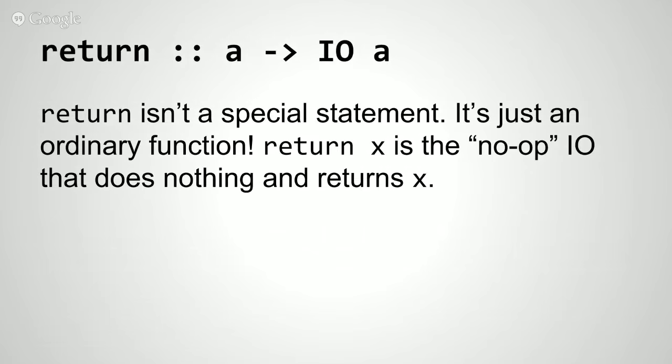Now, return, which you've seen a lot, is not a special statement. In fact, it's just an ordinary function. And in the IO monad, return X is the no-op. So when I say IO A does IO and returns an A, what I really mean is it might do IO and it returns an A. Because return X gives you the one that doesn't really do anything, it just returns that value.